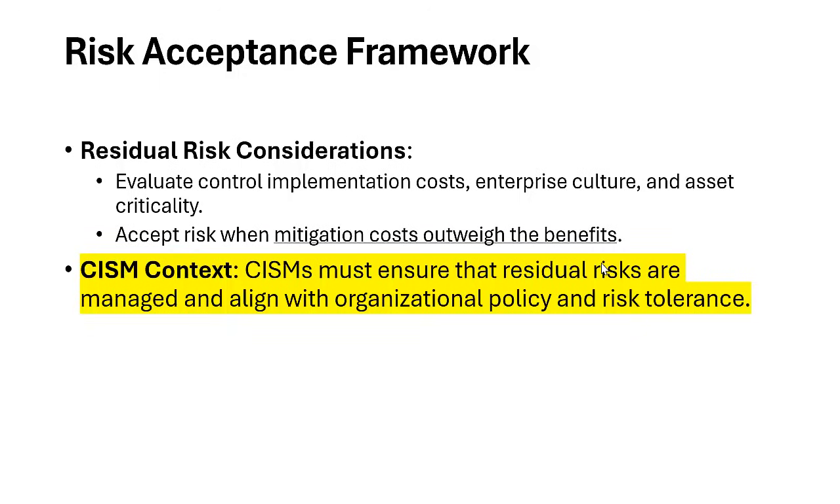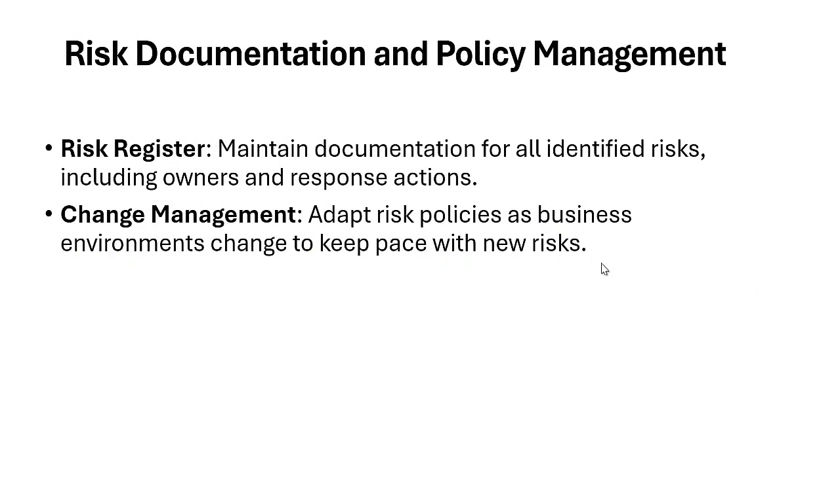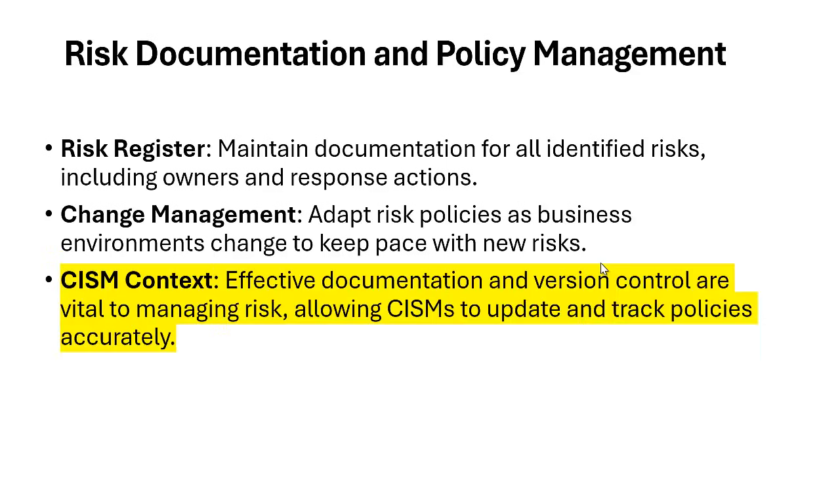So we maintain some documents here. The first document is called the risk register, which documents all the identified risks, including owners and response actions. Second is change management, which adapts the risk policies and business environment changes to keep pace with new risk. The ultimate goal of change management is to track accountability. Effective documentation and version control are vital because risks are constantly changing. We also update the documents, so you need to have a version history, and by that, the CISM can update and track the policy accurately.